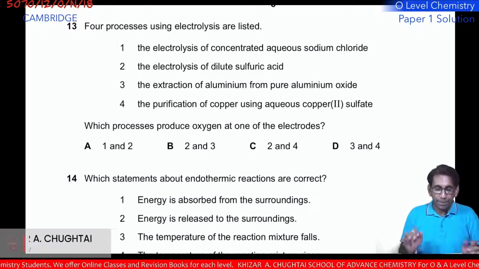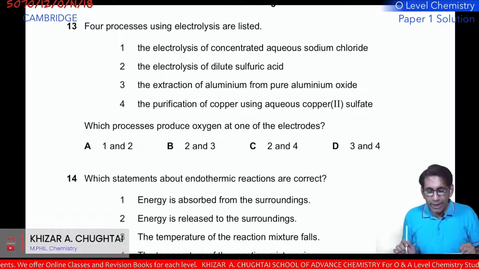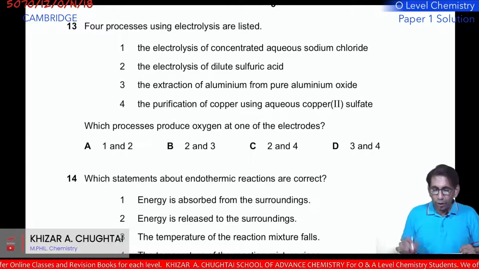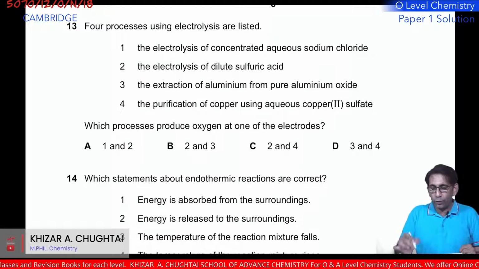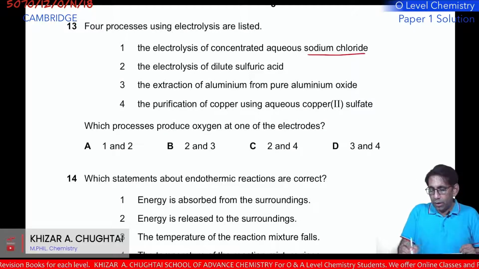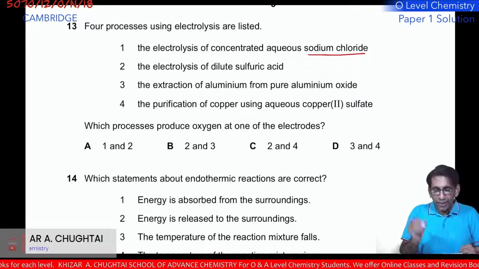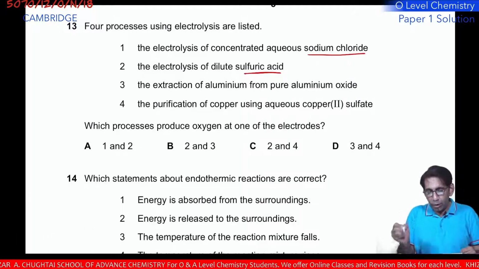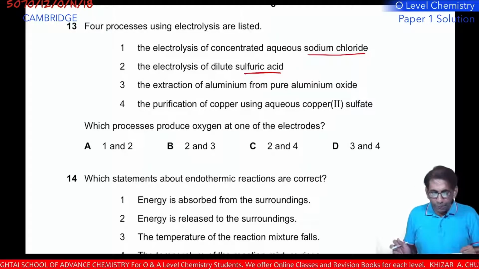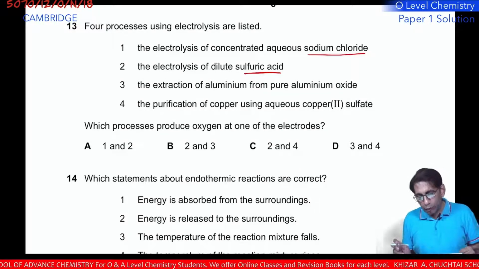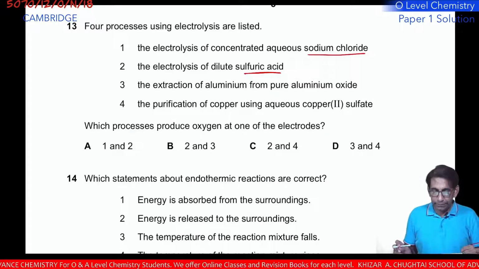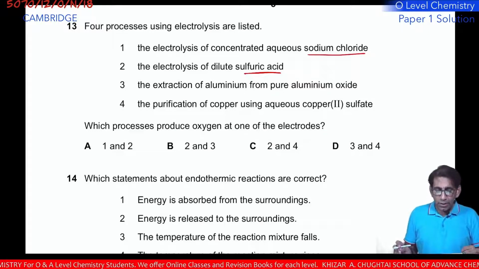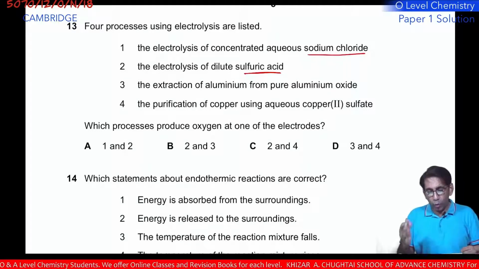Question number 13. Four processes using electrolysis are listed. Electrolysis of concentrated aqueous sodium chloride. The next one is electrolysis of dilute sulfuric acid. Extraction of aluminium from pure aluminium oxide. Purification of copper using aqueous copper sulfate. Which processes produce oxygen at one of the electrodes?